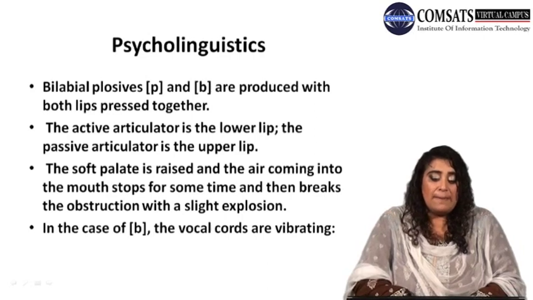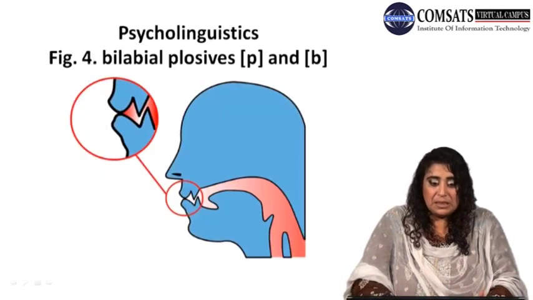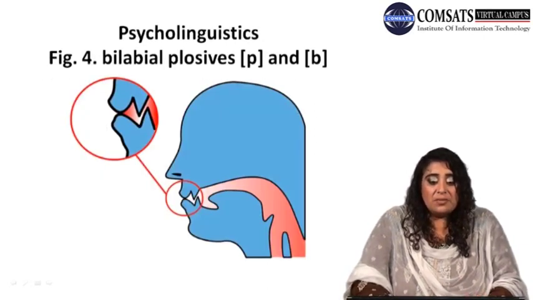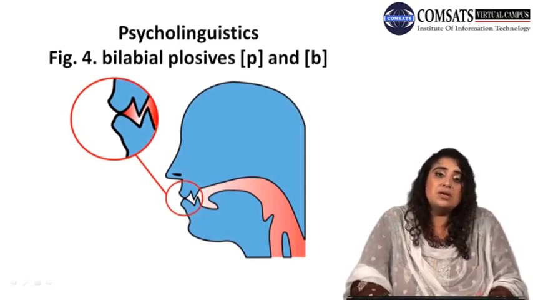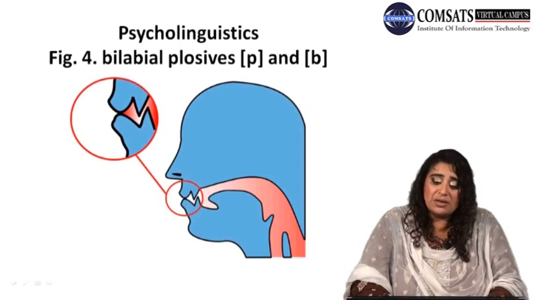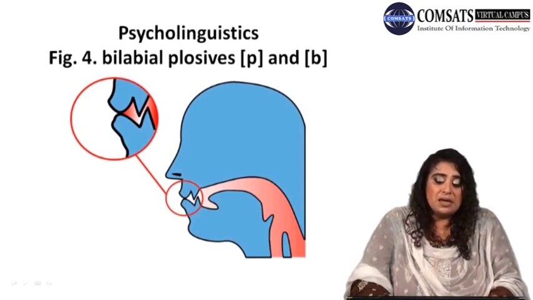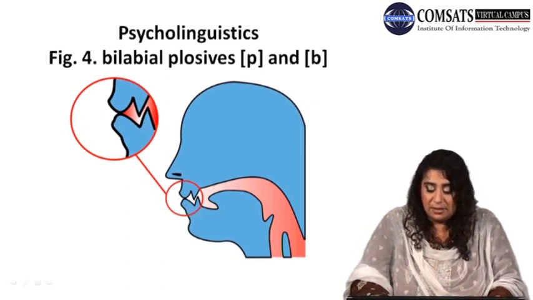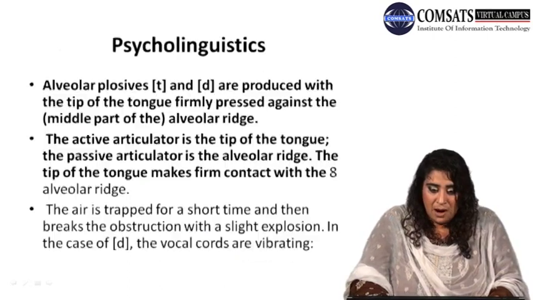In the case of B, the vocal cords are vibrating. This would be a very good example of that. You can see in the picture how the airflow moves. The red shows the pressure of the air coming out of the mouth. You can see how it comes ahead, and when it reaches the mouth, it is blocked where you see the lighter shade. That means the airflow is blocked and then suddenly released.